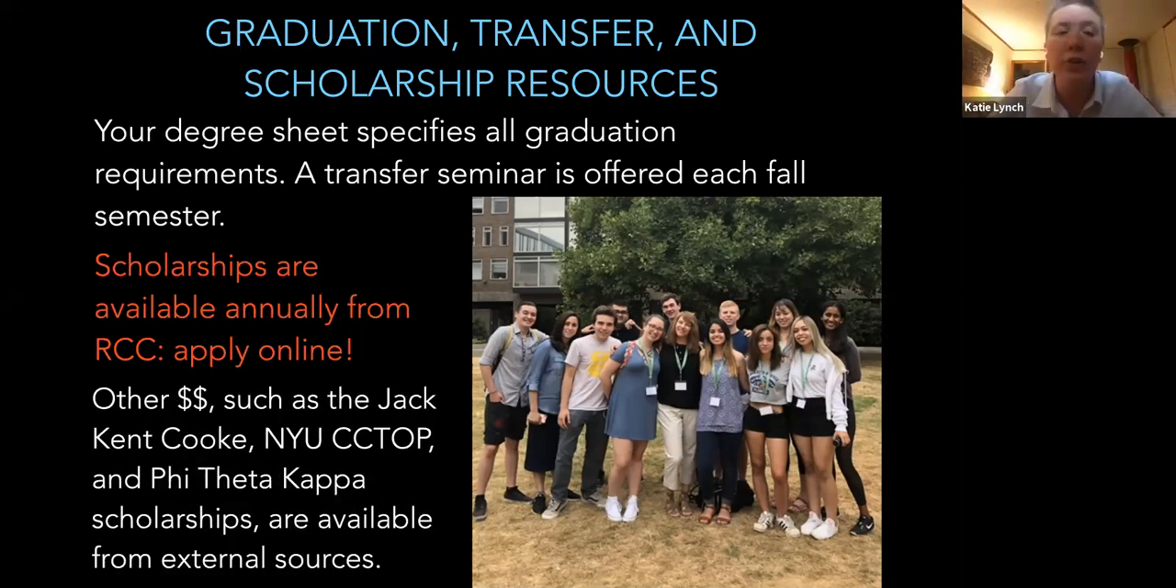There are also other money sources, okay? And these specifically are for transferring. So when it's time for you to transfer, there are other ways for you to get money. The Jack Kent Cooke Scholarship is one of the most prestigious scholarships in the country. And it's for undergraduate transfer, so for people transferring from community college to a four-year school. We've had honors students receive this scholarship. It's very rare, but it does happen. And so make sure you're keeping an eye out for information about that. NYU has a scholarship that is competitive, but you can apply for it if you are transferring to certain parts of NYU. It's called the CC-TOP program, the Community College Transfer Opportunity Program.